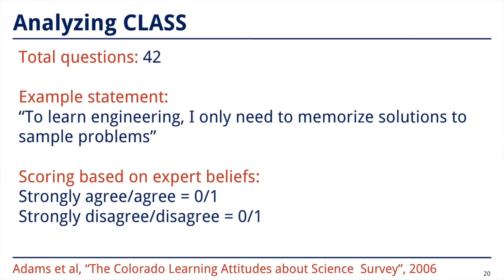Across the 42 statements, the expert responses vary randomly between agree and disagree. To ease analysis, we collapse strongly agree and agree as one choice, and similarly, strongly disagree and disagree as one. So scoring CLASS is based off expert beliefs on the 42 questions and how students' choices align with those of experts, and this is expressed as percentages.